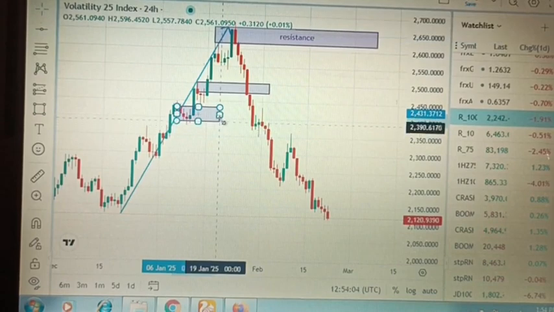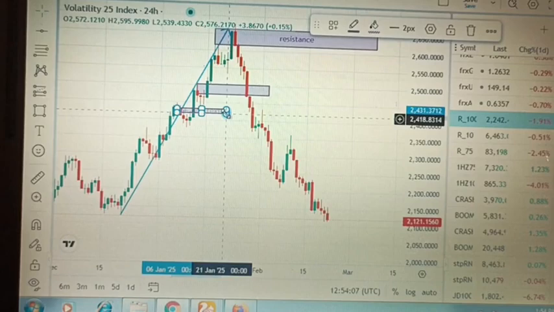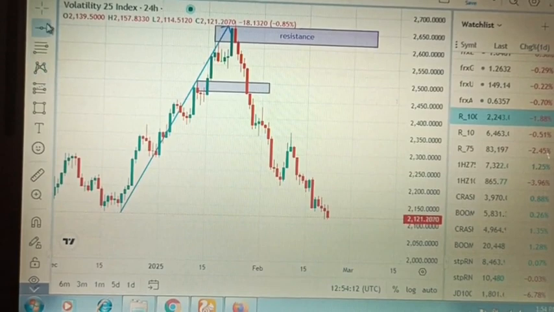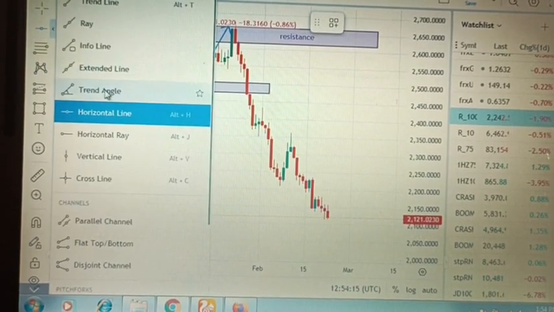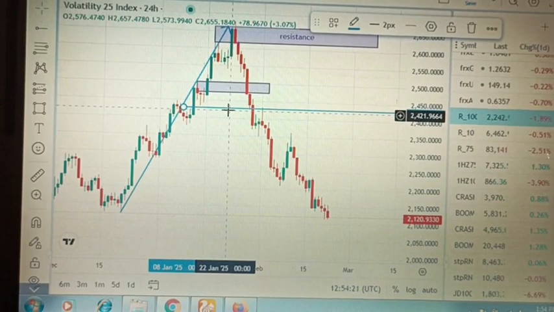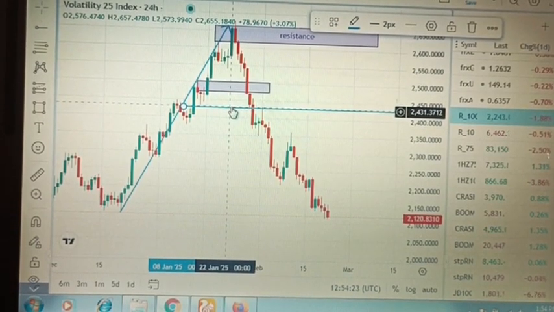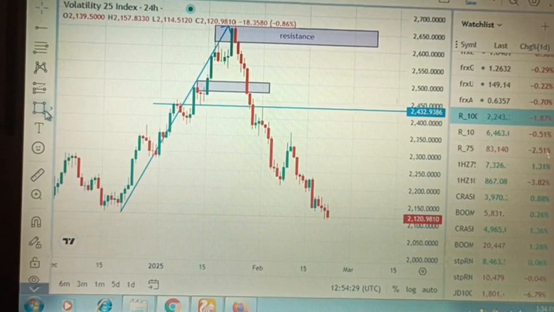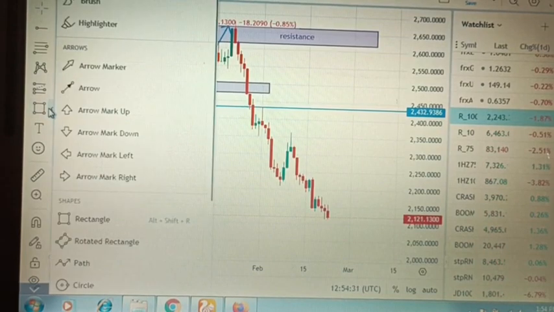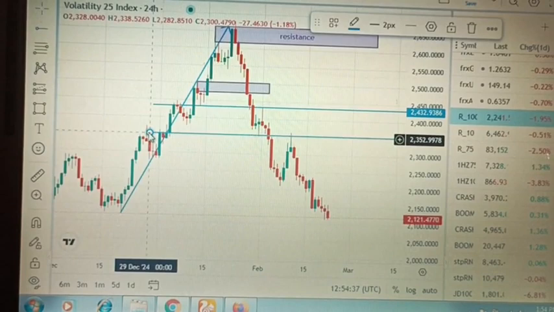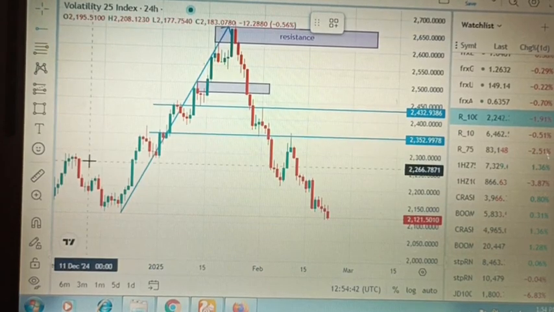I'm trying to... Okay, let me use another thing to identify it. This one is too big. Let me use another thing to identify it. Let me use this. They are here. Okay. They are here again. Are you seeing it? They are here.